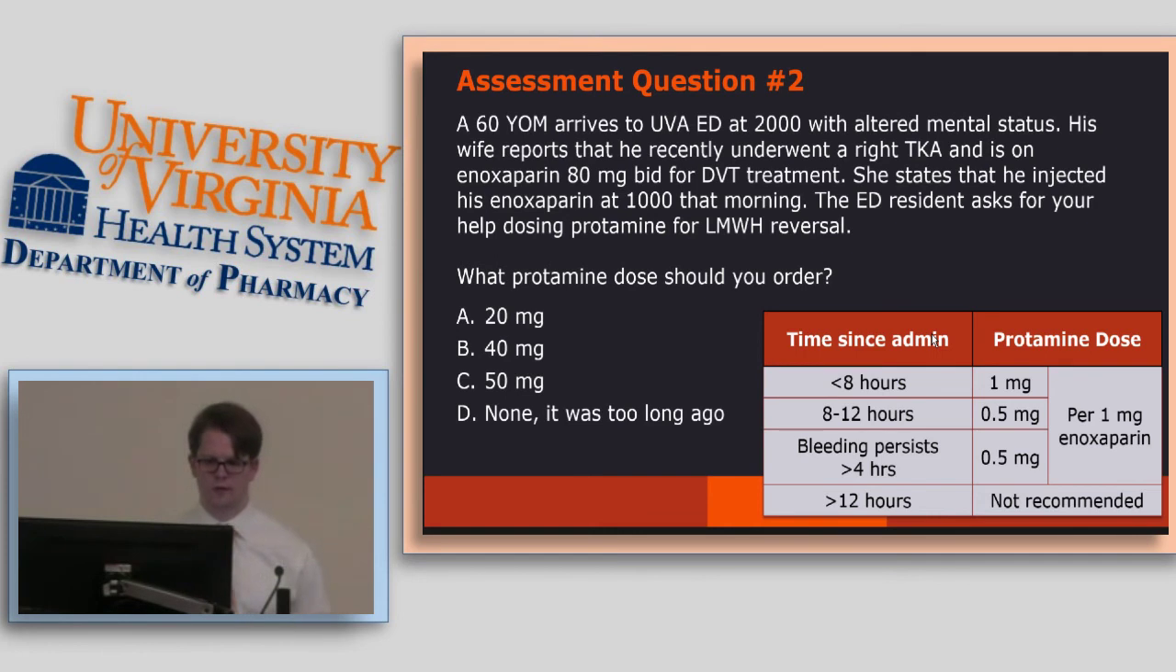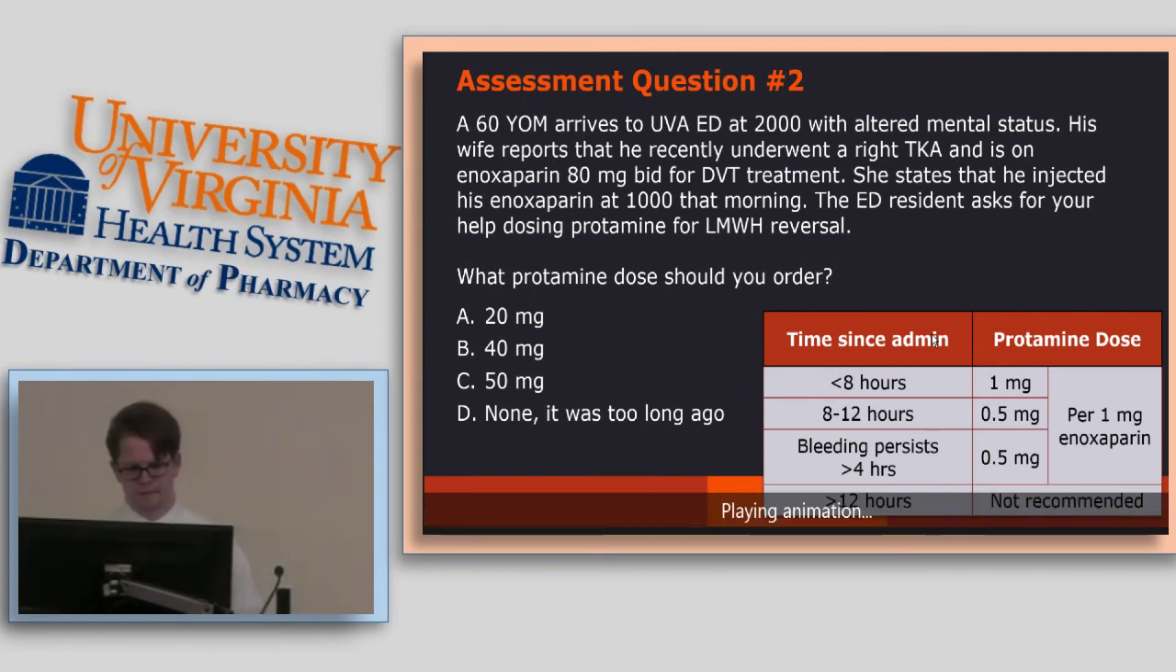Yep, it's B, 40 milligrams. So because it was administered 10 hours ago, we use the 0.5 ratio, and 80 times 0.5 is 40 milligrams, correct?